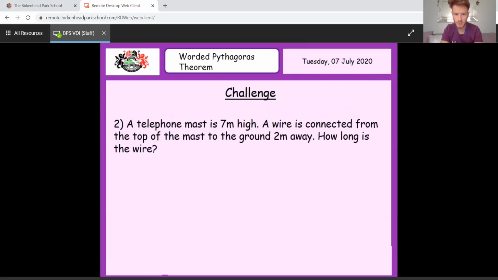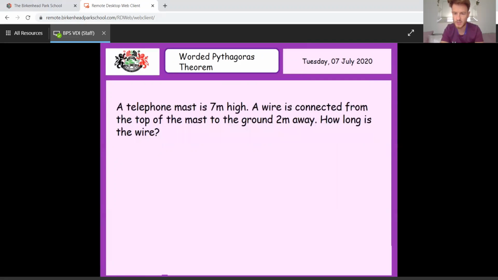Another one then, a challenge question for you. A telephone mast is 7 meters high. A wire is connected from the top of the mast to the ground 2 meters away. How long is the wire? That is your next question. I would recommend drawing it out like I did for you on the first one, and then follow your equation that you've been doing for the whole lesson so far. Okay, off you go.